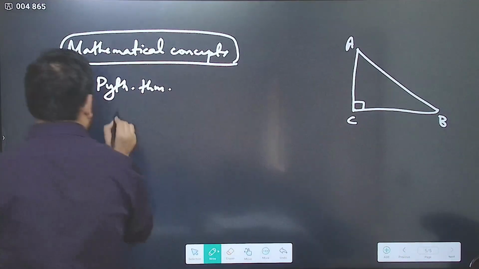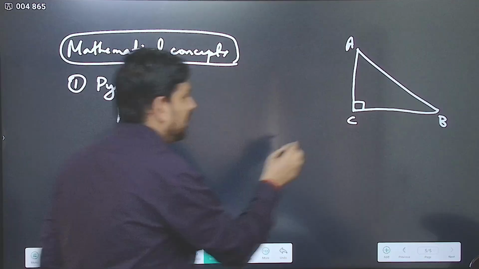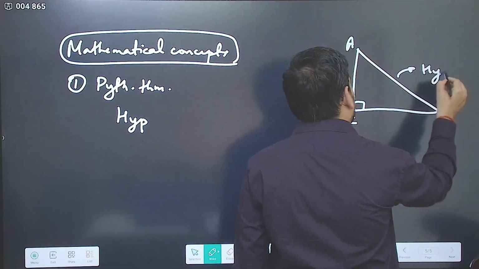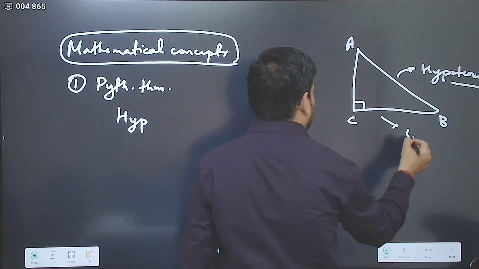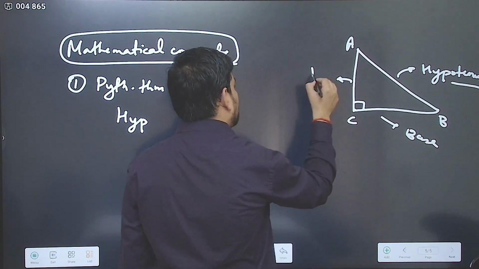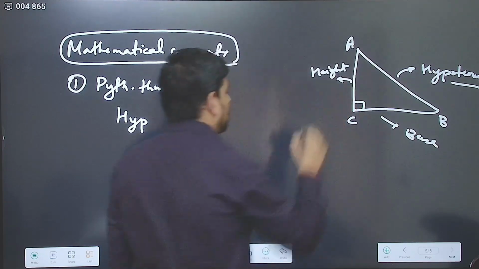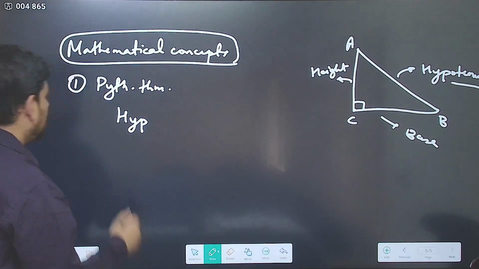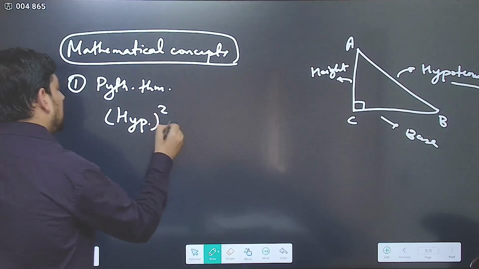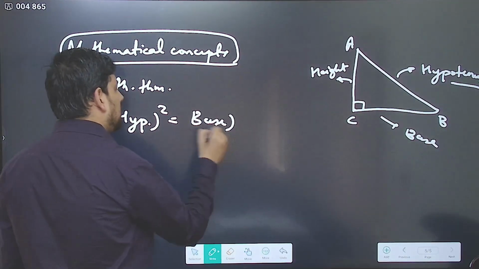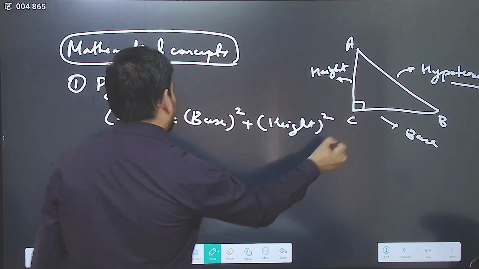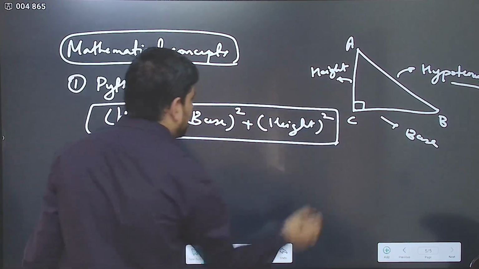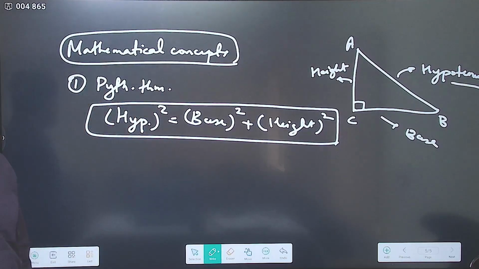So Pythagoras theorem is nothing but, this is called hypotenuse, this is called base, and this is called height. So hypotenuse square is equal to base square plus height square. This is Pythagoras theorem. We'll be using this in most cases when we have to find distances.